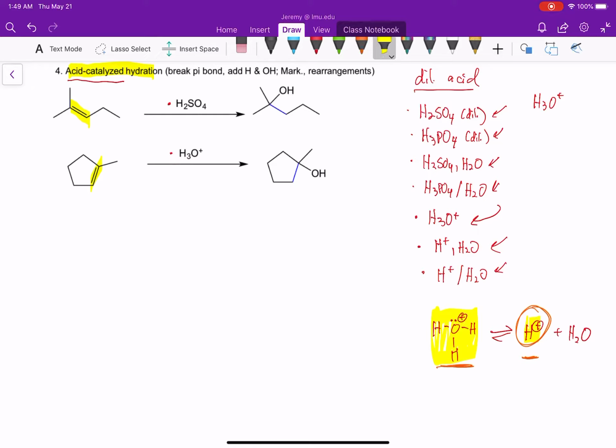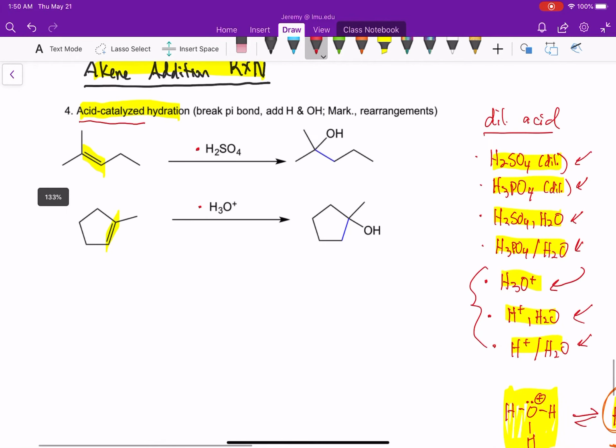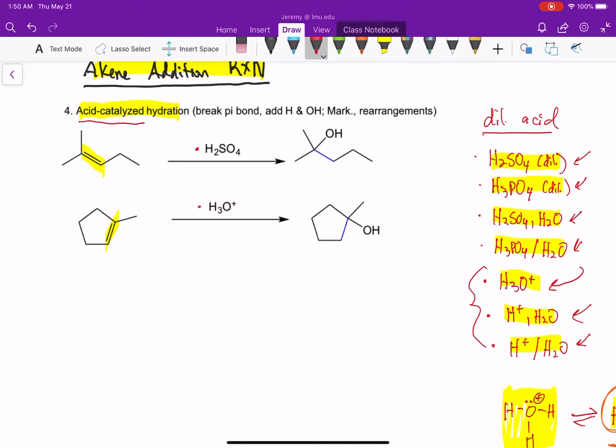So the first aspect of this is understanding there are a lot of different ways I can write the reagent, and they basically all mean the same thing. H2SO4 dilute, H3PO4 dilute, or in the presence of water, or just writing generic acids, H3O+ or H+. So let's go back to looking at our reaction, knowing that we're going to list our reagents in different ways.